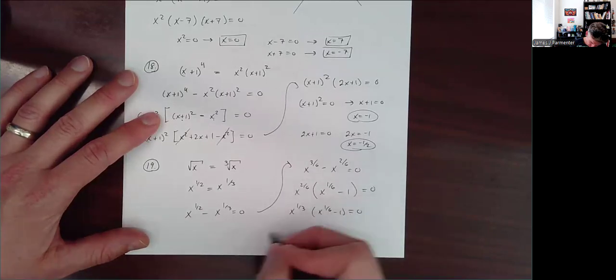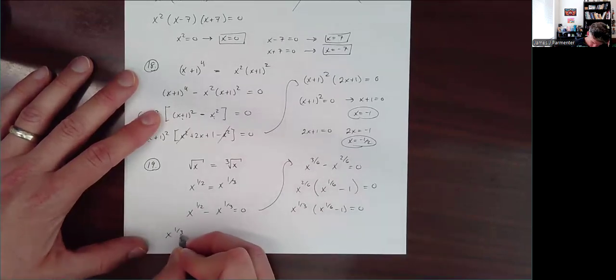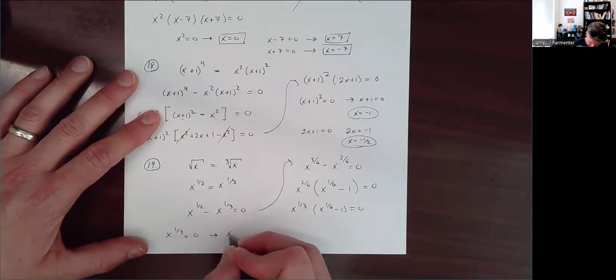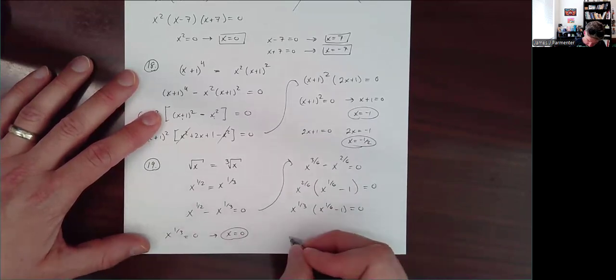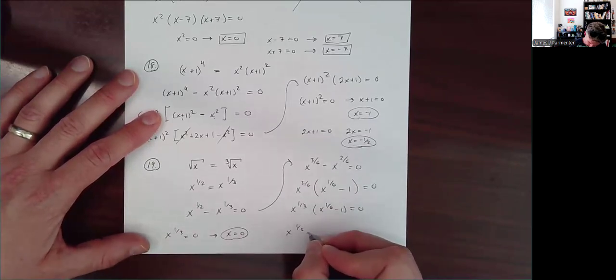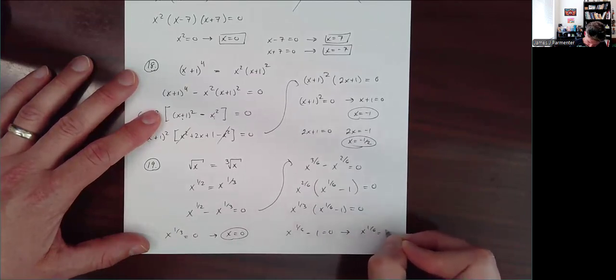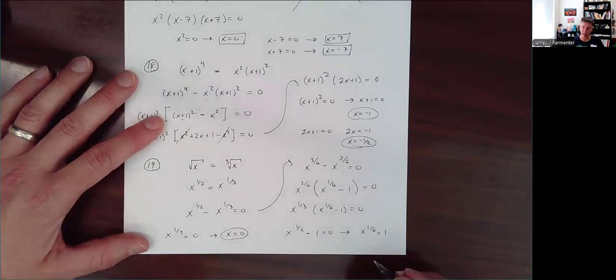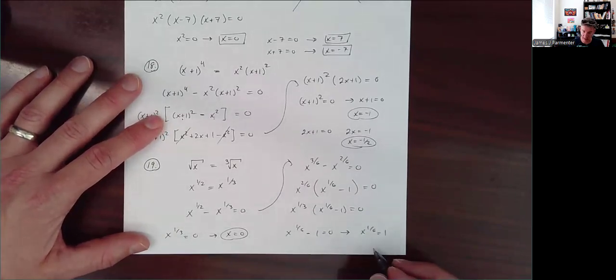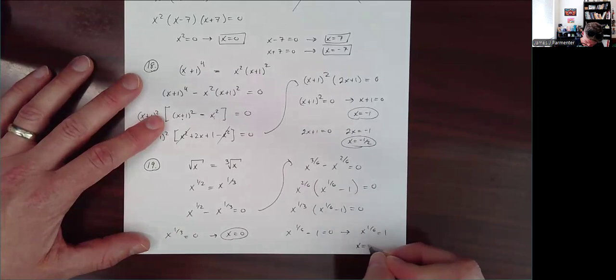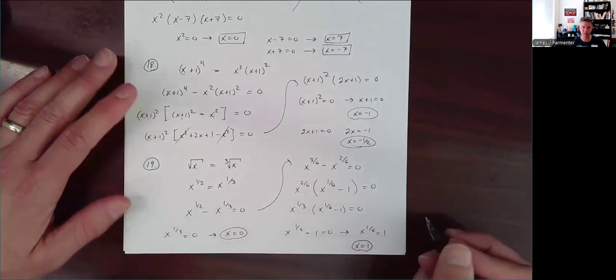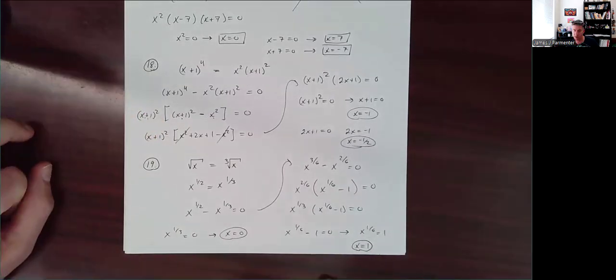So either x to the 1/3 is equal to 0, which means x is equal to 0, or x to the 1/6 minus 1 is equal to 0, which means x to the 1/6 is equal to 1. And if I take the 6th power of both sides, I get x equal to 1 to the 6th, which is just 1.